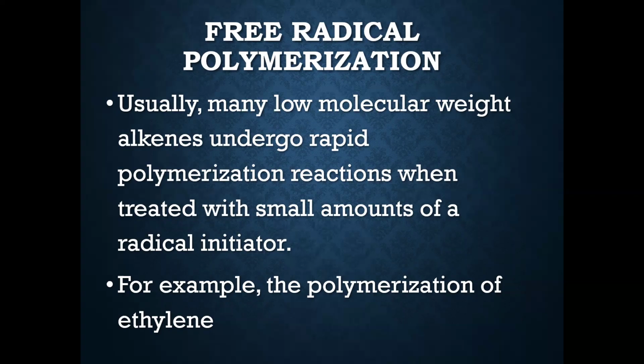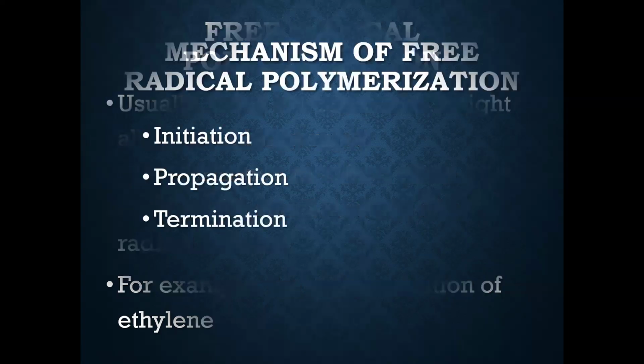This alkene is treated with a small amount of radical initiator. This radical initiator initiates and activates the process of free radical formation. And then this radical will attract more monomers to allow the polymerization to grow more and more until it is terminated. And the famous example is the polymerization of ethylene.